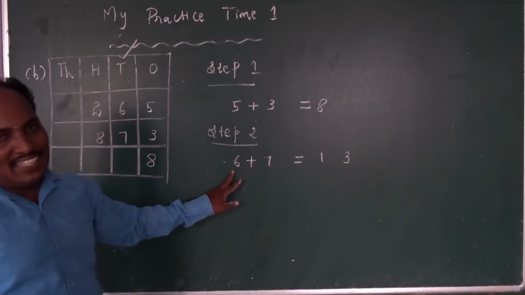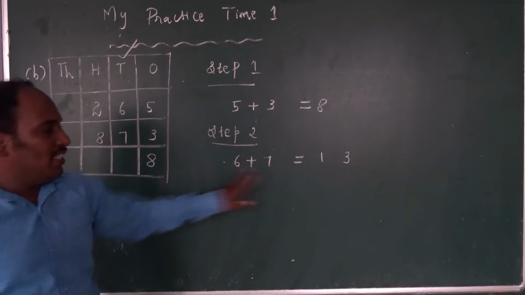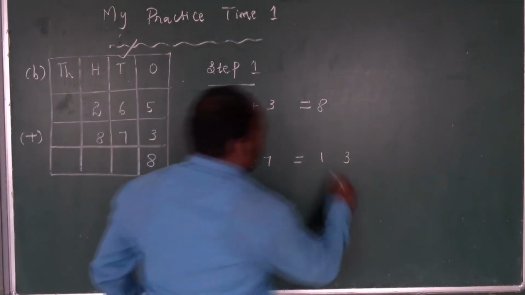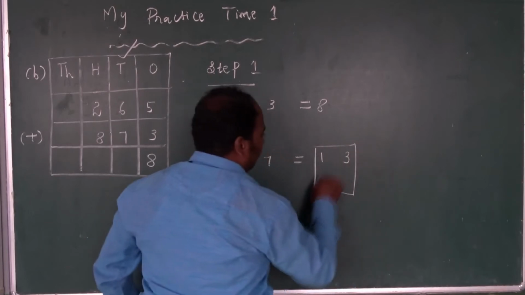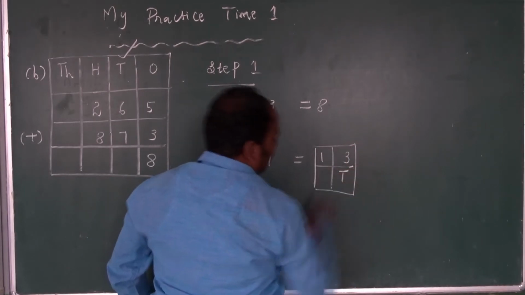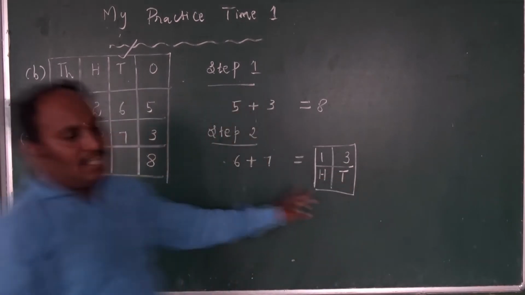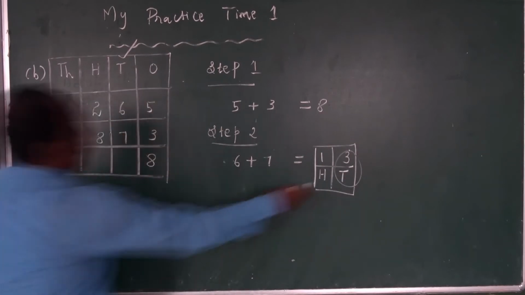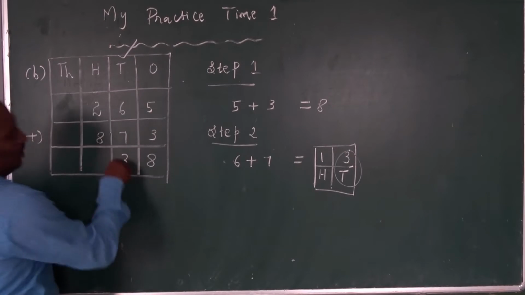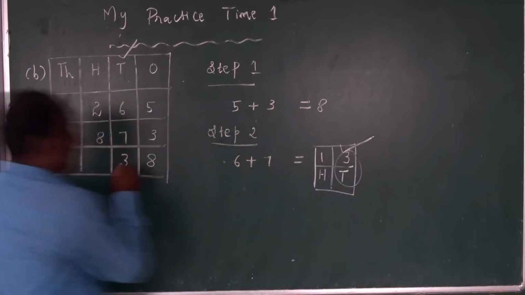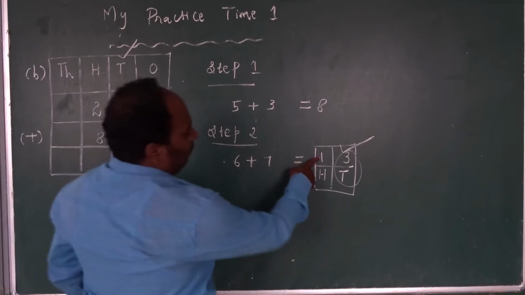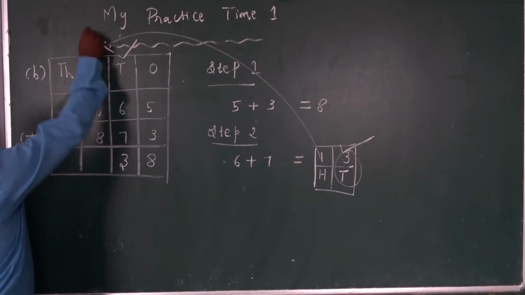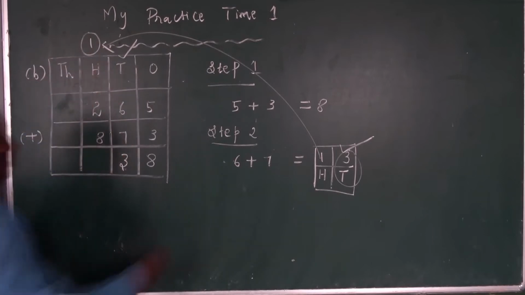Here 6 is in the tens place. Here 7 also is in the tens place. 6 tens plus 7 tens is equal to 13 tens. So we take the place value for 13, tens and hundreds. So 3 tens, the number 3 is written in the tens place. The next, 1 hundred is carried over to the hundreds place.